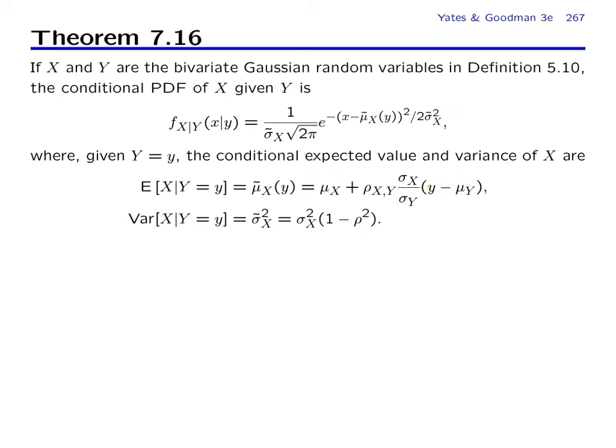y. Moreover, the variance of x given the observation y, this is the conditional variance of x, and it's equal to the original variance of x times this multiplicative reduction factor, but the multiplicative reduction is the same for x given y as it was for y given x. It's 1 minus rho squared.